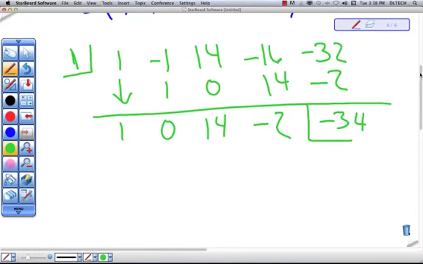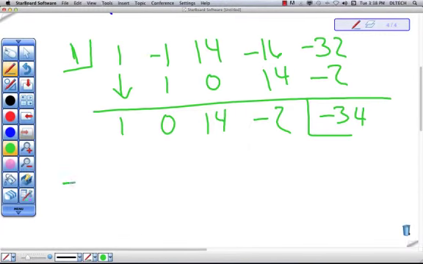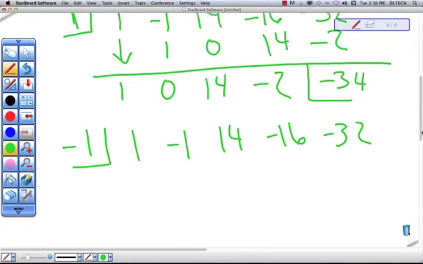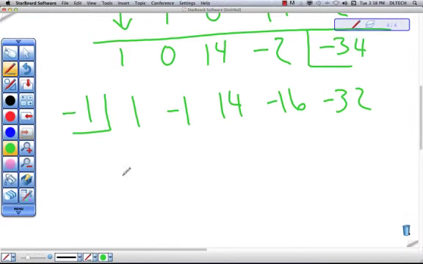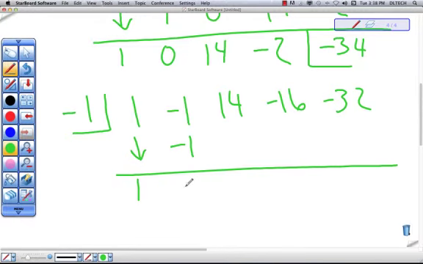We can now choose negative 1 to see if negative 1 is our zero. Once again, we use our polynomial. We bring down our 1. 1 times negative 1 is negative 1. Negative 1 minus 1 is negative 2.